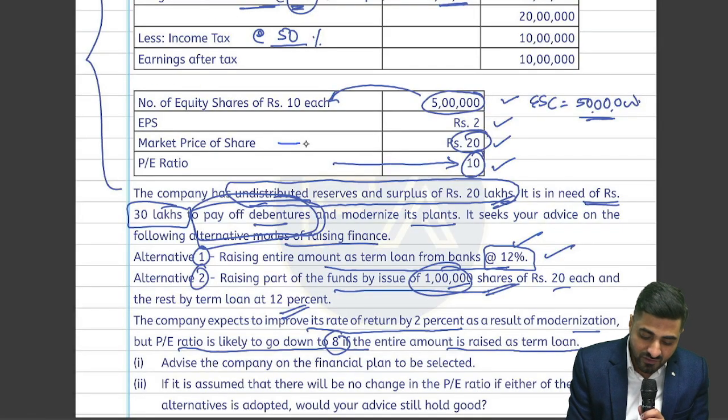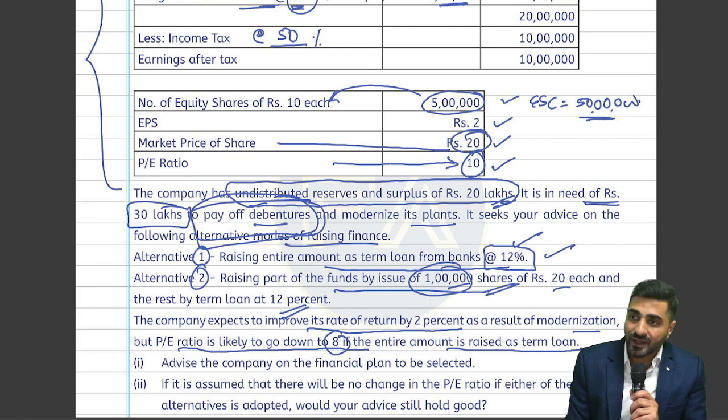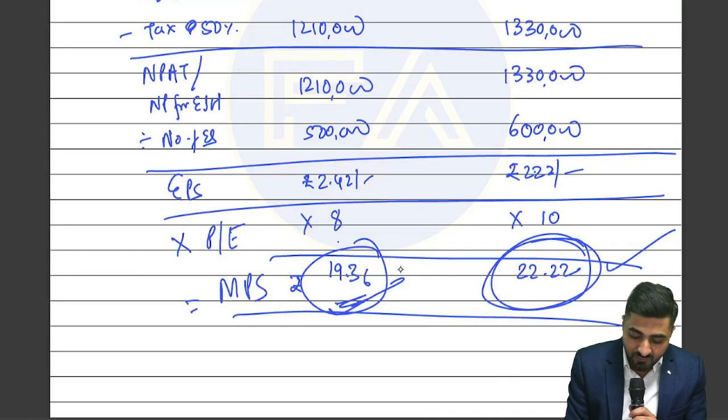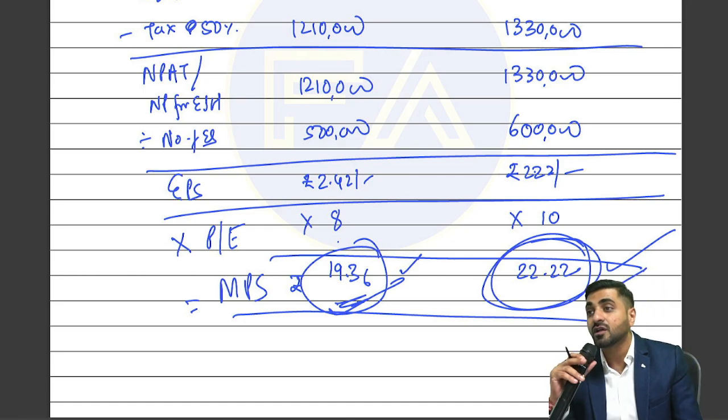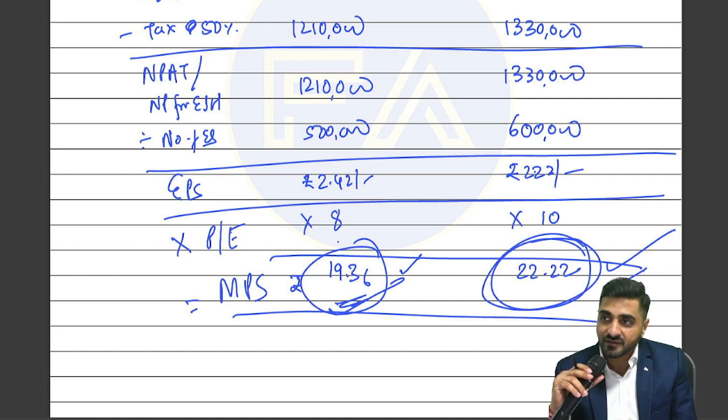What is the market price of the company? 20. After expansion, it can be 19.36. Raise funds. Got it?